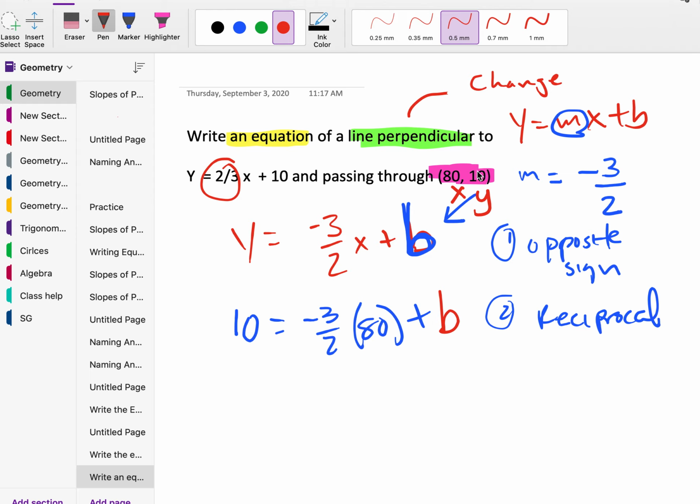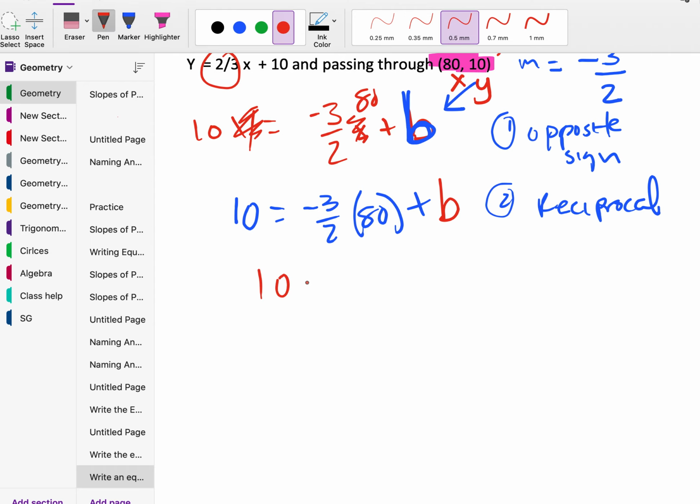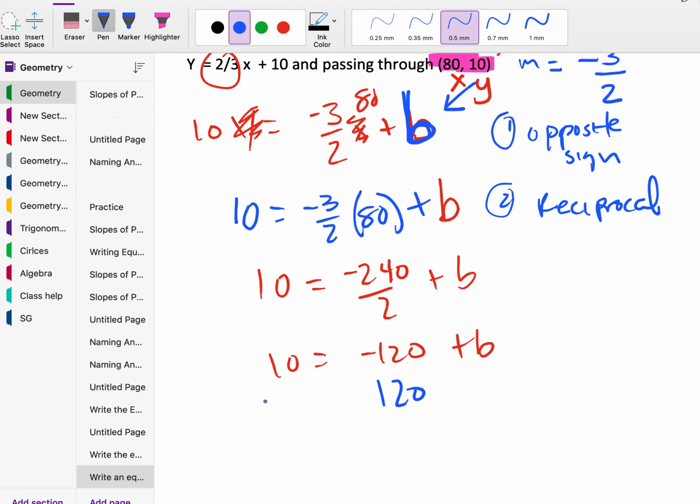So what I did was I replaced the y here with 10, I replaced the x here with 80 because that's what our point tells us. Now I'm going to simply calculate or solve this. And this will be negative 120 plus b. We learned you can do PEMDAS backwards, so check if there's any addition or subtraction. There's a minus 120. To get the variable alone, we do the opposite to both sides because this cancels. So our intercept is 130.